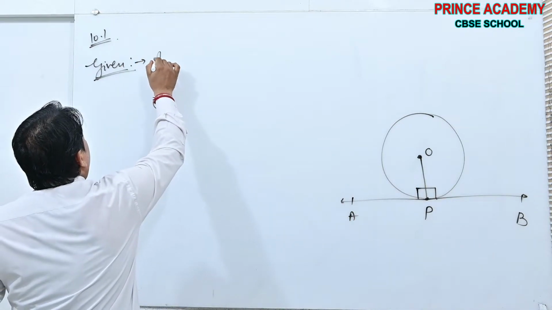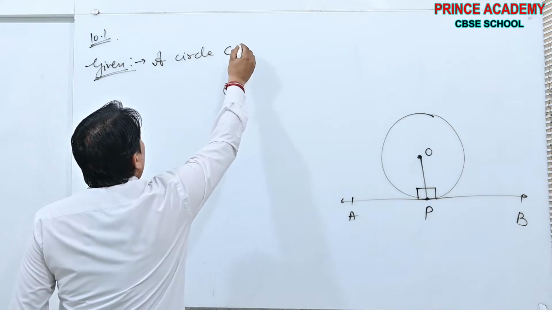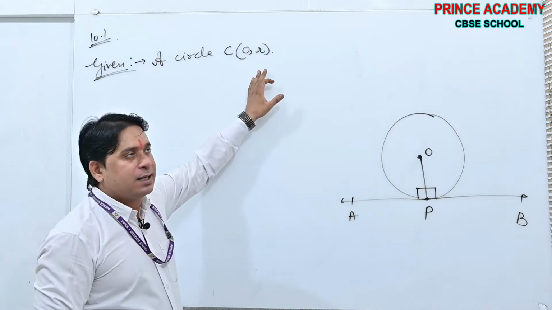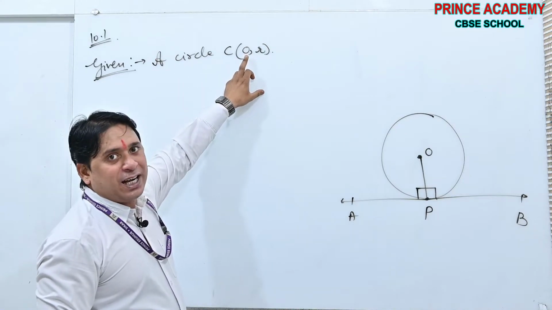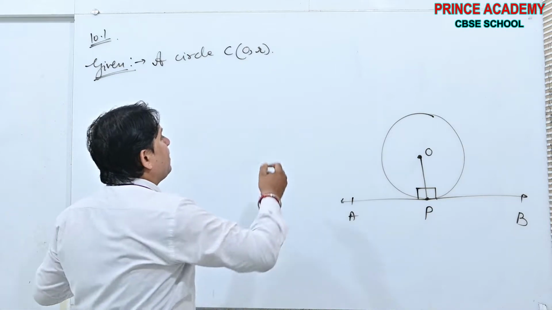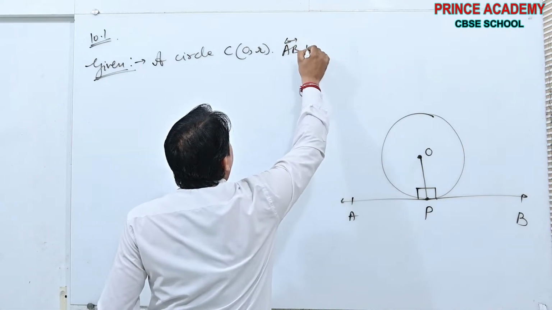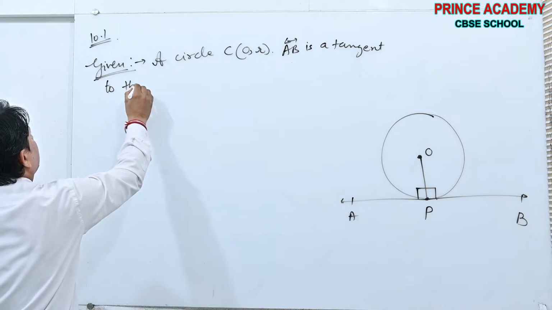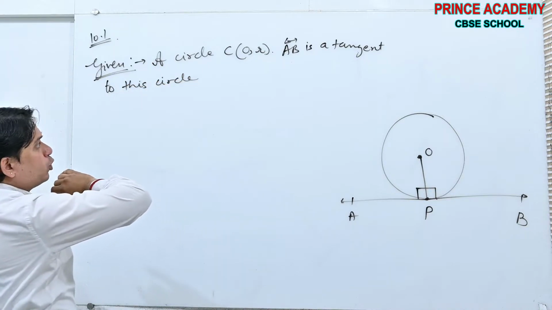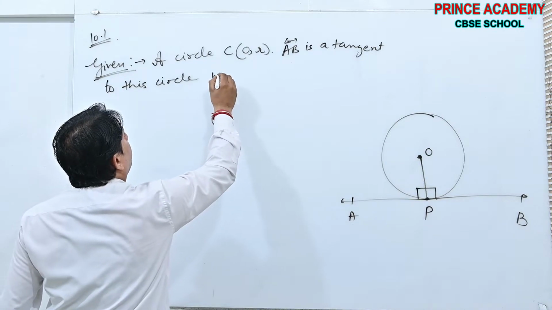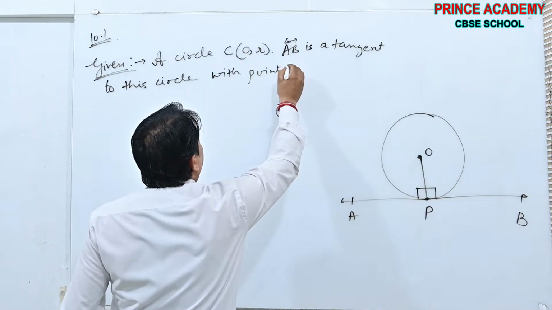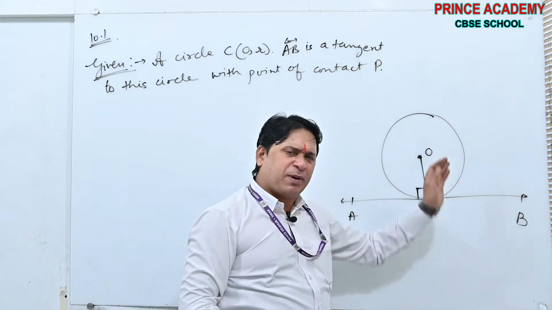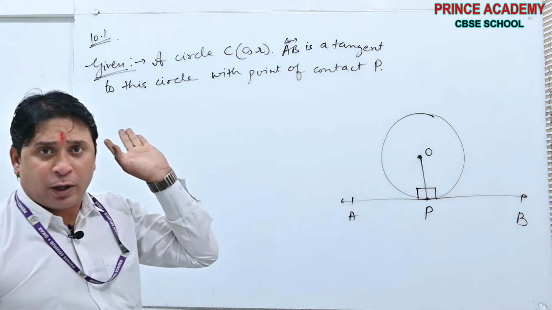What is given? A circle is given with center O, suppose radius is R. Circle's notation is like this: a circle C, O stands for center, R for radius. Okay, AB is a tangent to this circle with point of contact P. And the point of contact here is P. Use your own language. Do not bound your limits.